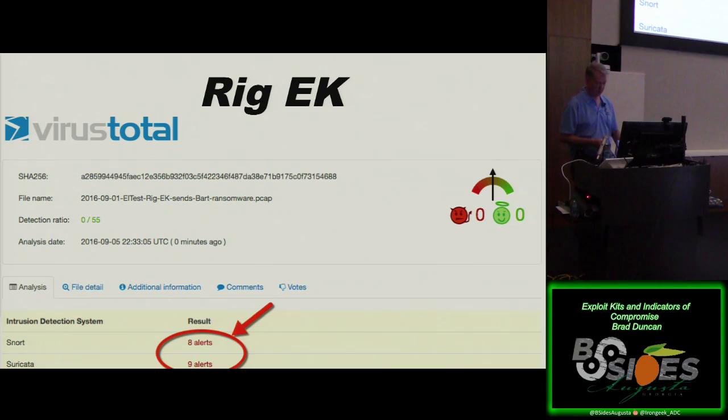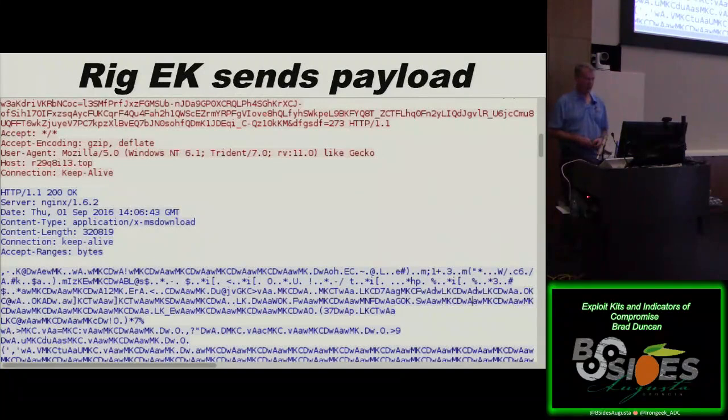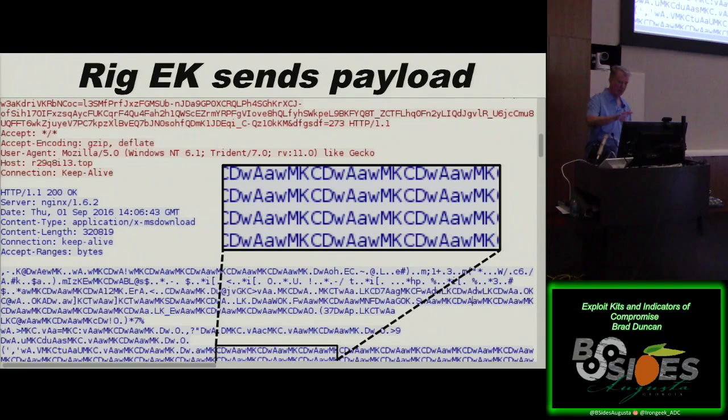An interesting thing, when Rig Exploit Kit sends the payload. Now, a malware binary, an executable file for Windows, will have a lot of bytes that are 00. So if you look in that area of the TCP stream where all the 00 bytes are represented, you're going to see that text string over and over again. The problem is, where does it start and where does it end?